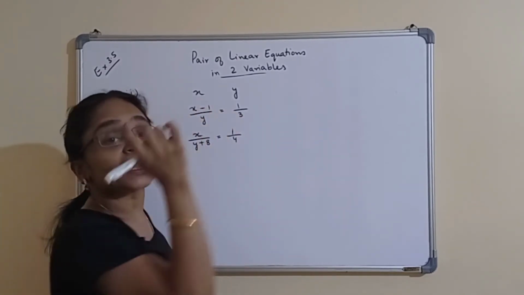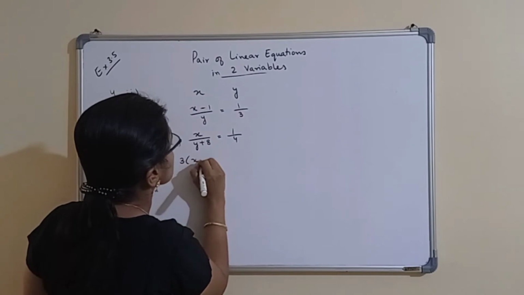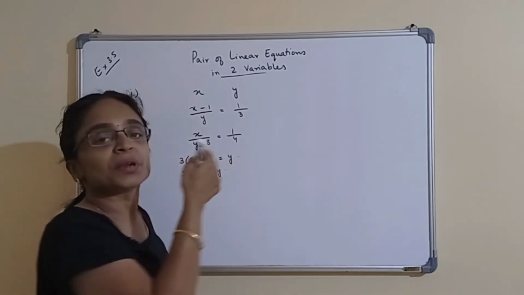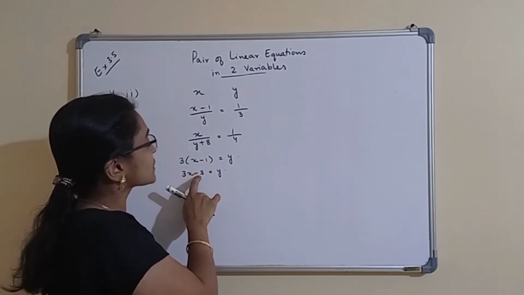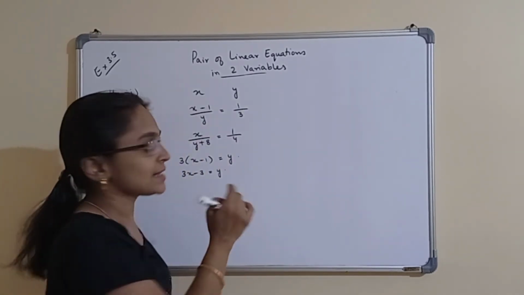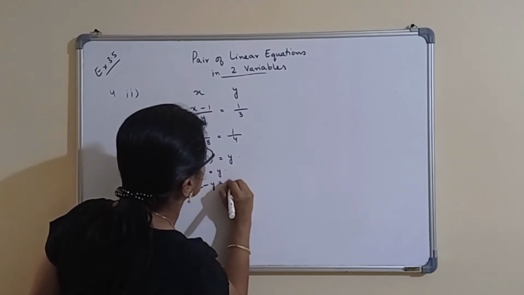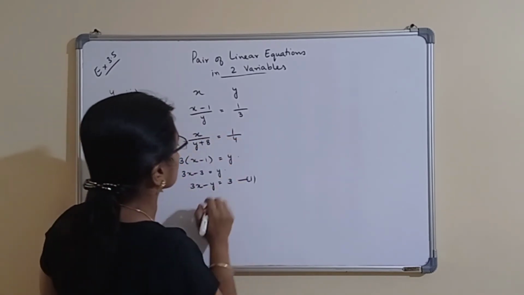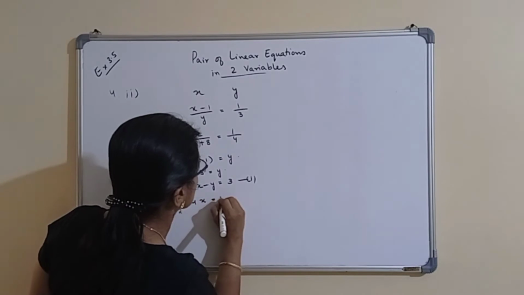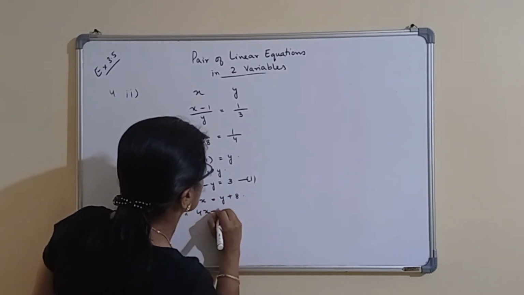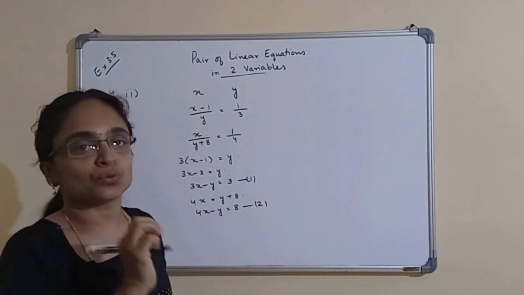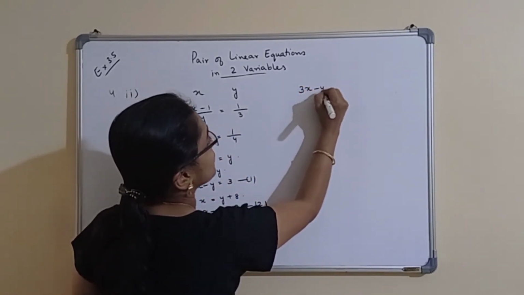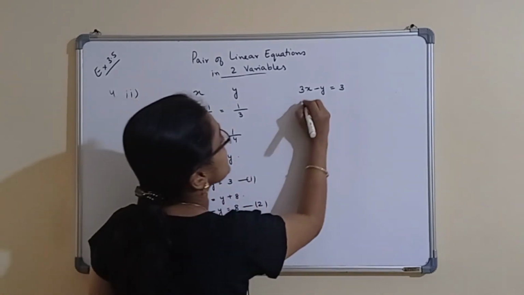Now, from this we can cross multiply. 3 into x minus 1 is equal to y, which means 3x minus 3 is equal to y. Bringing y to the left hand side and 3 to the right hand side, we get 3x minus y is equal to 3. Let this be the first equation. Now, x by y plus 8 equal to 1 by 4, cross multiplying we get 4x equal to y plus 8. So, 4x minus y is equal to 8. This is equation 2. So, our first equation is 3x minus y is equal to 3 and 4x minus y is equal to 8.